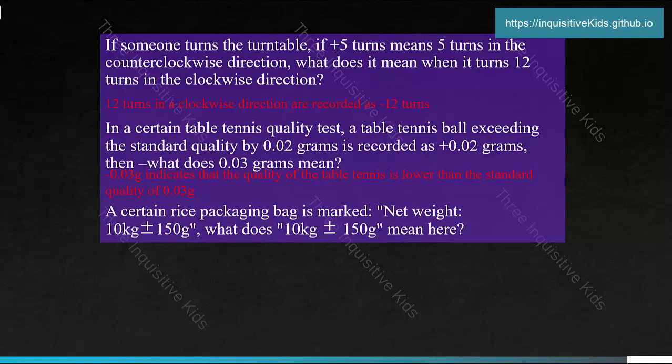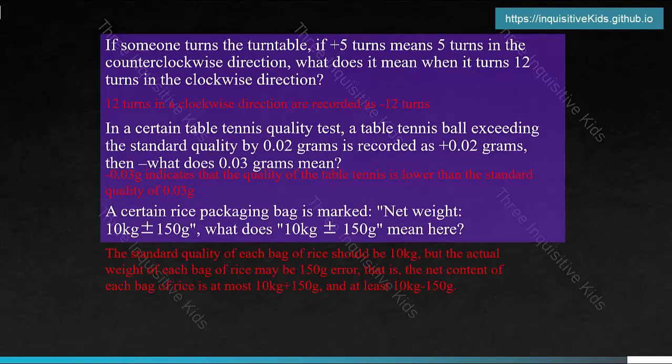A certain rice packaging bag is marked net weight 10 kilograms, plus or minus 150 grams. What does 10 kilograms plus or minus 150 grams mean here? The standard quality of each bag of rice should be 10 kilograms, but the actual weight of each bag of rice may have a 150 gram error. That is, the net content of each bag of rice is at most 10 kilograms plus 150 grams, and at least 10 kilograms minus 150 grams.